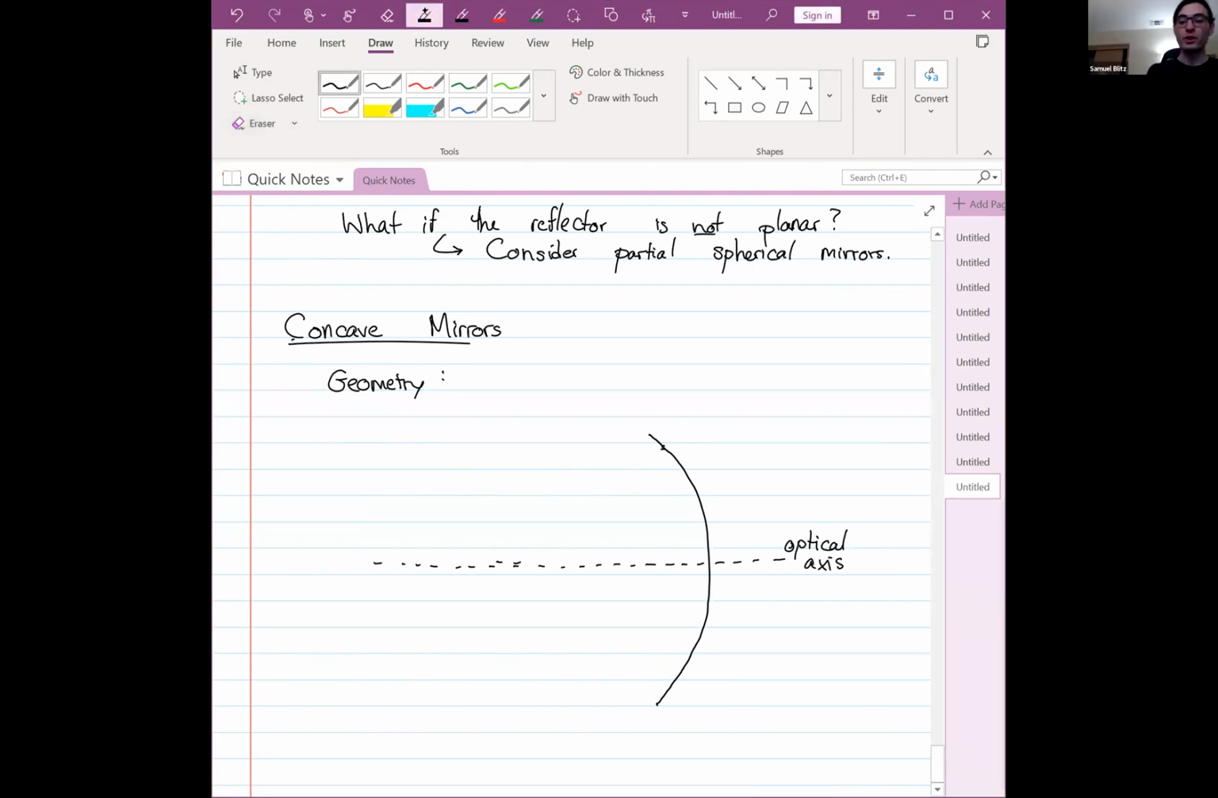Okay. So also, this is a part of a sphere. So a sphere has a center. If you draw a perpendicular from the surface of the sphere, there will be a point that every point is equidistant from. This point is known as the center. This is labeled C. It's called the center of the mirror. The distance from the center of the mirror to the mirror is the radius, capital R. It's also known as the radius of curvature. This point here, where the optical axis intersects our mirror, is called the vertex of the mirror.